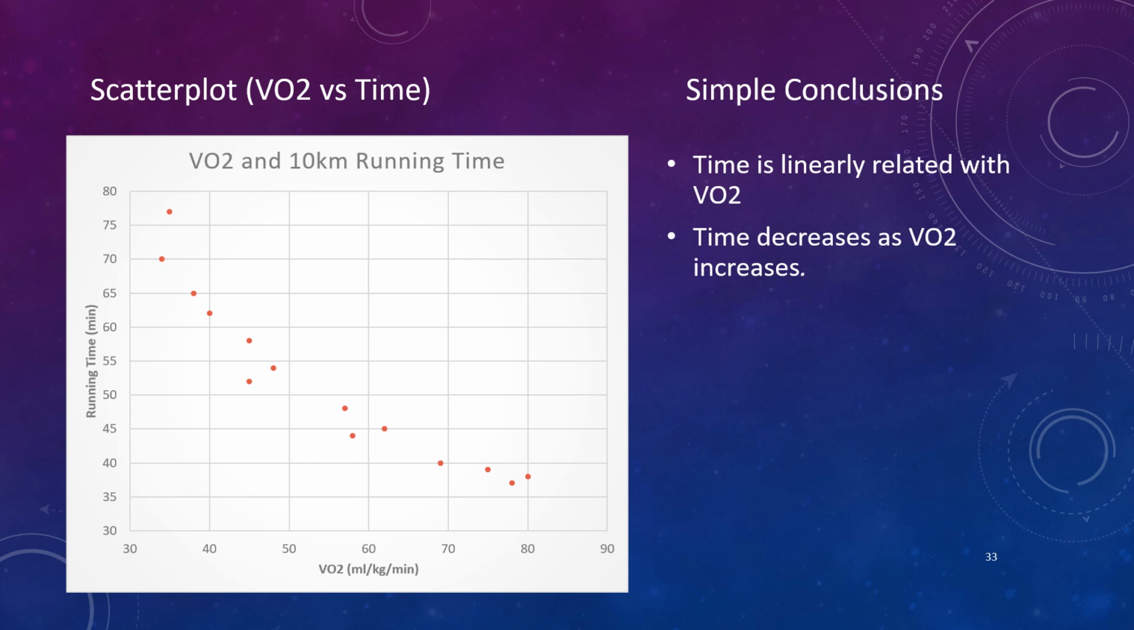As VO2 increases, running times decrease. That's the nature of the relationship. And the data points are fairly close to the line. I don't really see any outliers in this particular data set. But let's take a look at the next slide.